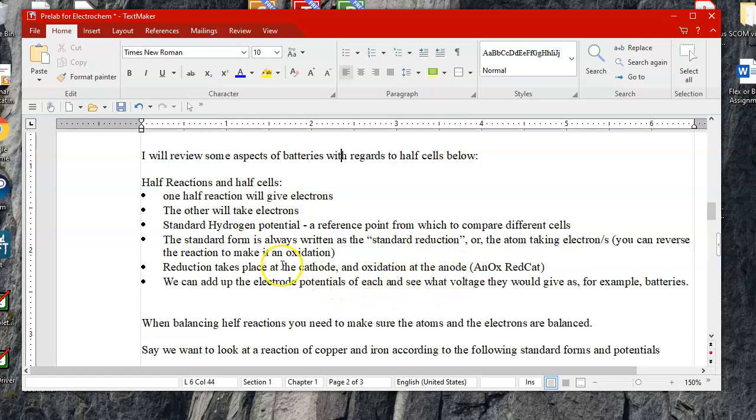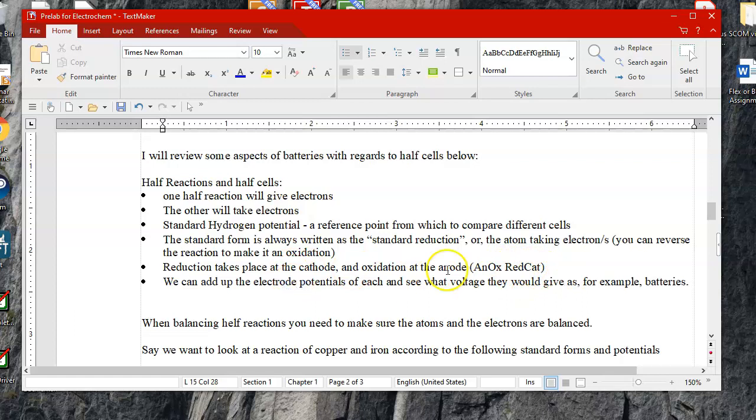And just a reminder, reduction takes place at the cathode and then oxidation at the anode. So a little acronym to help you remember that: An Ox and Red Cat. So at the anode, oxidation, and then reduction at the cathode.